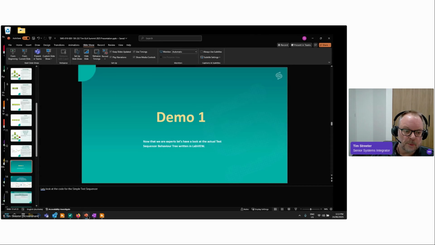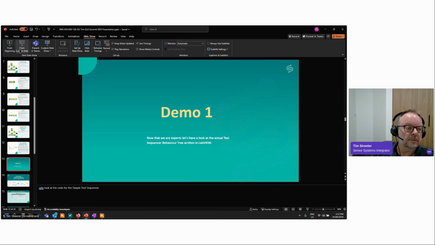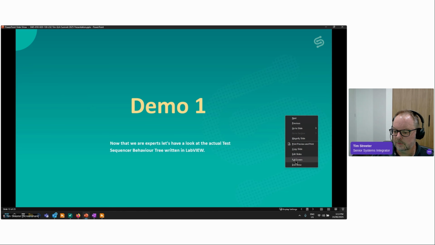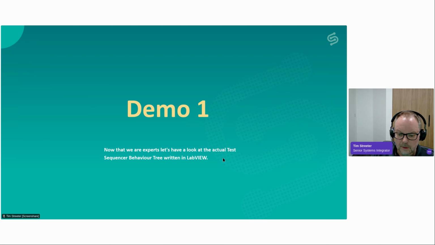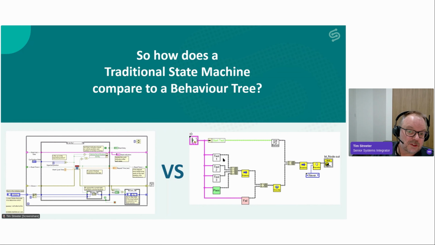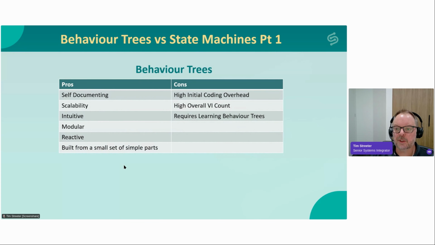Cool. Let's go back to the presentation. Okay, next. So how does this compare to a state machine? Because this is what I'm actually trying to move from. So why do we think a behavior tree is better than a typical case-based state machine? This is when I started to put together some pros and cons.